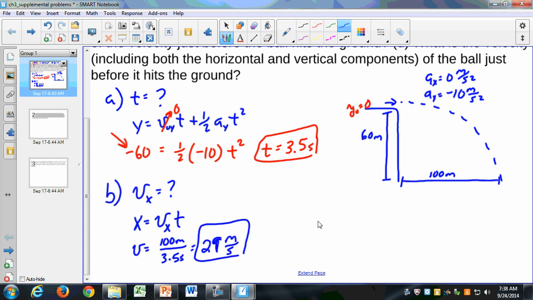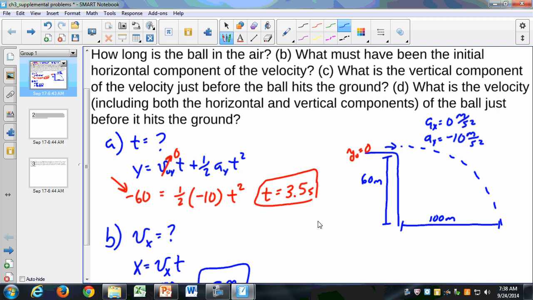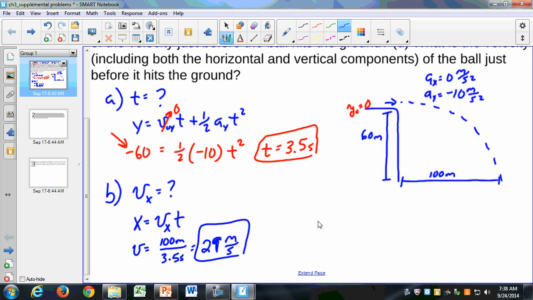What is v naught y? What's the initial velocity in the y component, in the y direction? It's 0, right. So it's not moving in the y direction at all. It's just moving horizontally. Part C asks what is the vertical component of the velocity of the ball just before it hits the ground. So part C, I want to know right here, what is Vy? Go ahead and try that out. By the way, you had a homework question that was very similar to this, but just to give you a little extra practice.